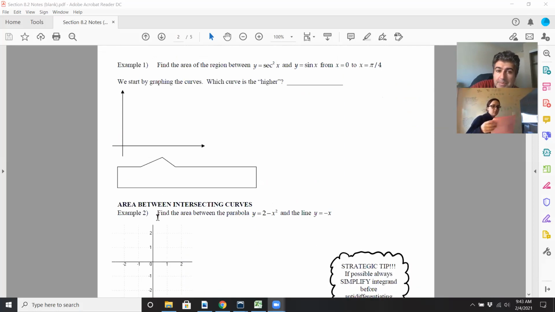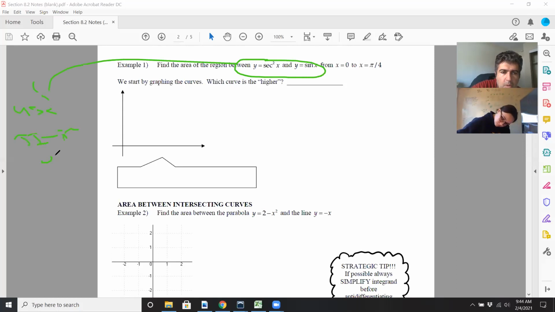Now let's do an example. So here we're going to find the area of the region between y equals secant x squared and y equals sine x from 0 to pi over 4. So I strongly suggest to use your TI-84 or Desmos just to get a sketch.